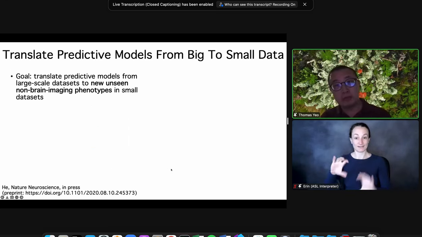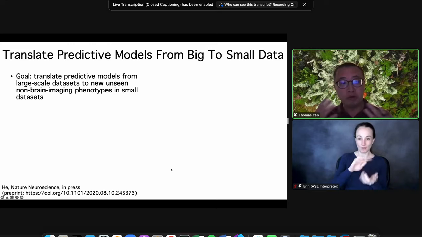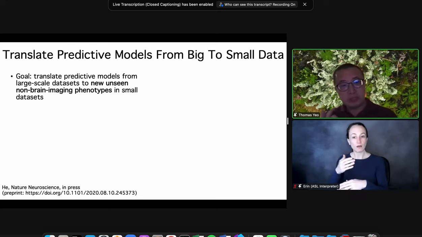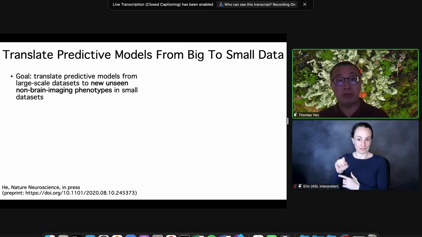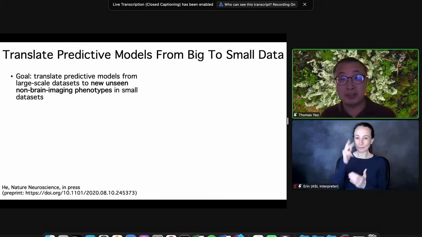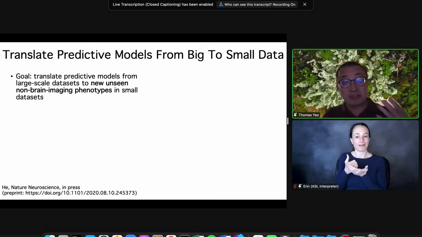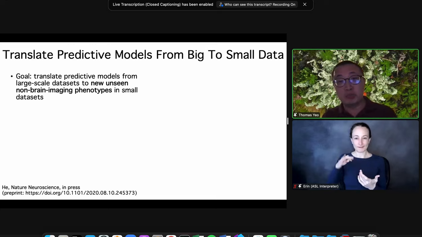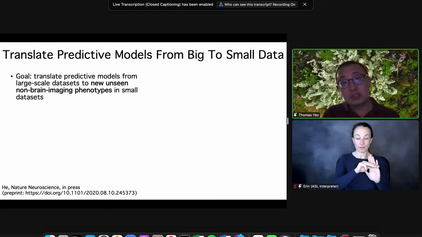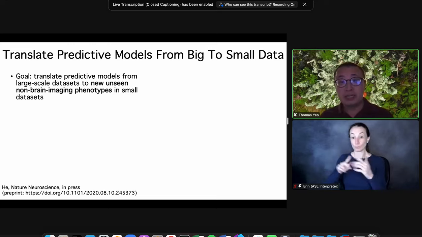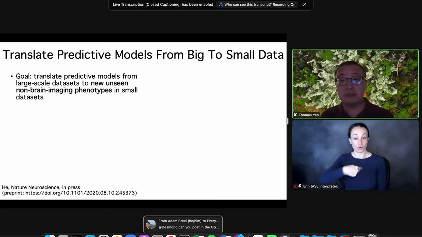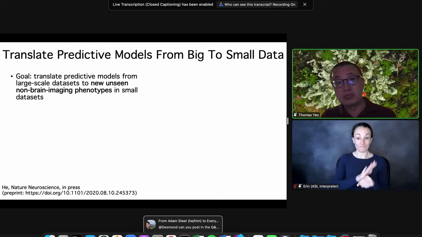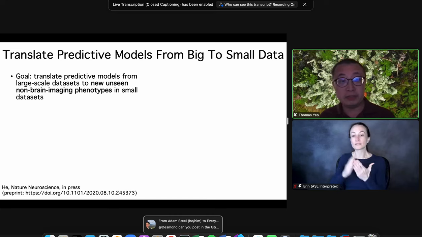So we want to somehow translate predictive models from large data sets to new unseen phenotypes in a small data set. This point about new phenotypes is very important, right? Why would people collect small data sets? Because they want to study something that is not found in large data sets. So we don't think it's interesting to simply translate a fluid intelligence prediction model from a large data set to predict fluid intelligence in a small data set. In our mind, it would be much more useful if we can translate a fluid intelligence prediction model from a large data set to predict some other behavioral trait in a small data set.